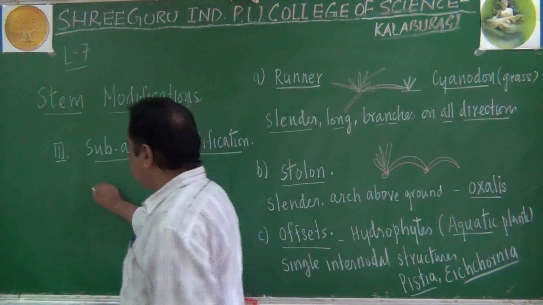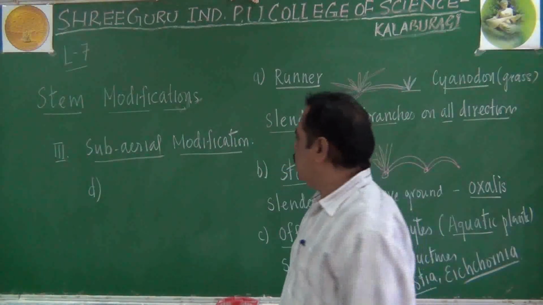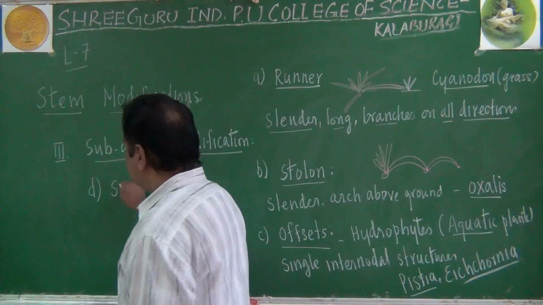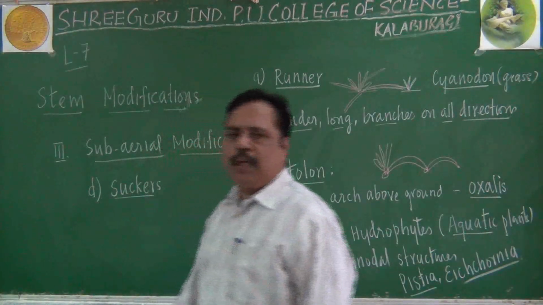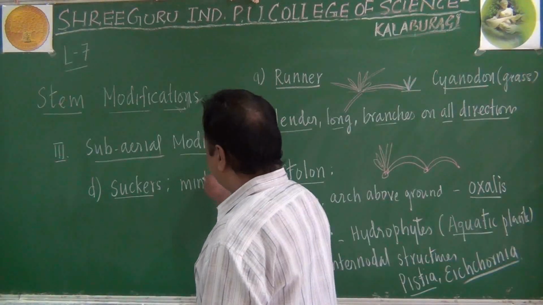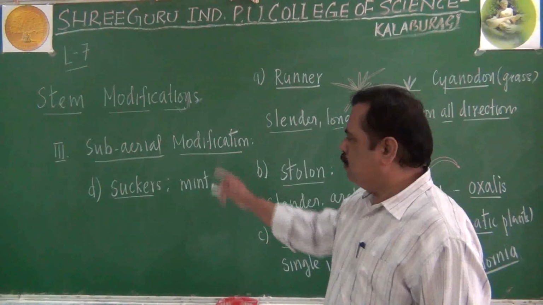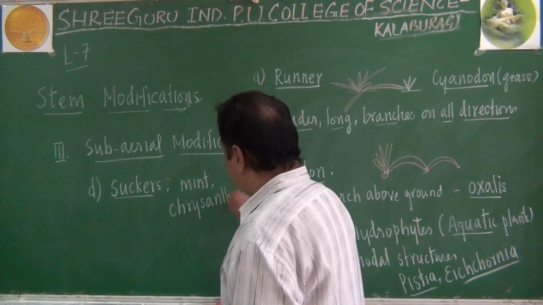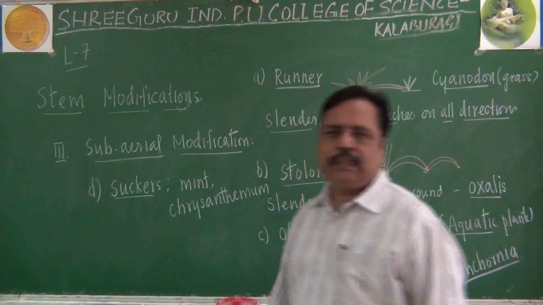Finally, the fourth type of subaerial modification I have to tell you. What is that? Runner, stolon, offset. The fourth one is called sucker. It can be called suckers. Very important one. Suckers can be found in plants like mint. Mint means pudina. Chrysanthemum, yellow colour flowers they produce. This chrysanthemum and mint exhibit suckers.